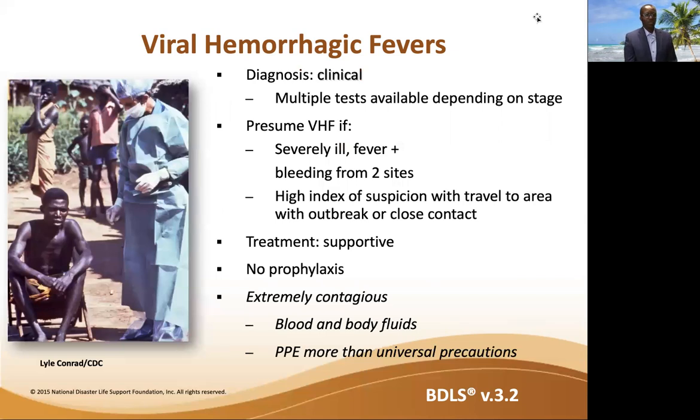The diagnosis of VHF is largely clinical. There are special labs available at the CDC to assist in diagnosis. The recommendation is that a clinician presume VHF in the right clinical circumstances in a patient who is severely ill and is bleeding from 2 different sites. Treatment is largely supportive, though ribavirin may be a therapeutic option.